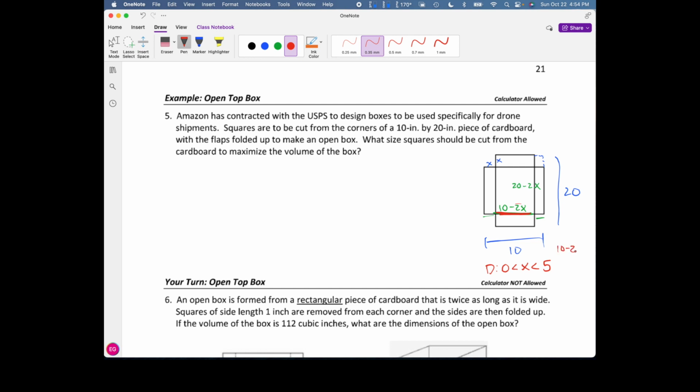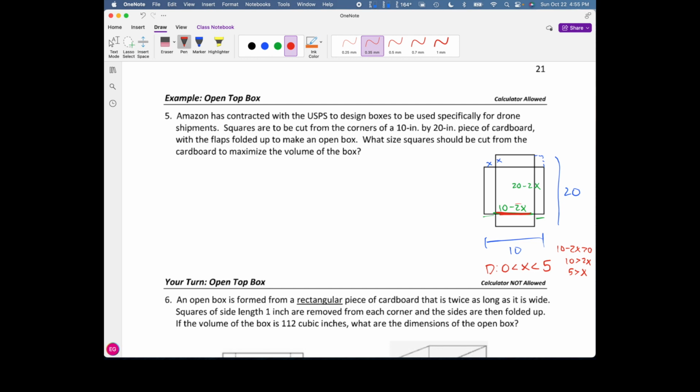So if I did 10 minus 2x, that number has to stay positive. So 10 has to be greater than 2x, which means that x has to stay smaller than 5, okay? So that's the mathematical way, but honestly, you just need to think about it. It's going to be half of the smaller length. That's what you need to make sure that you are smaller than.